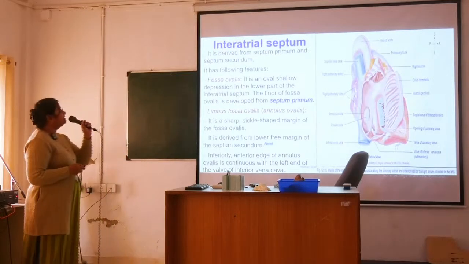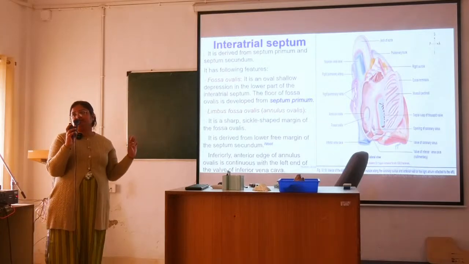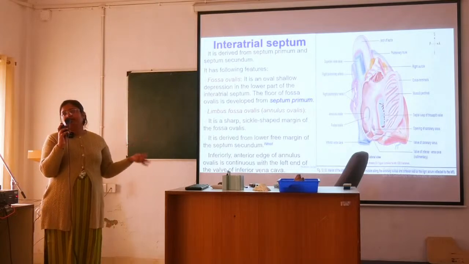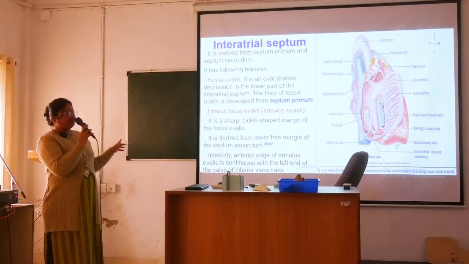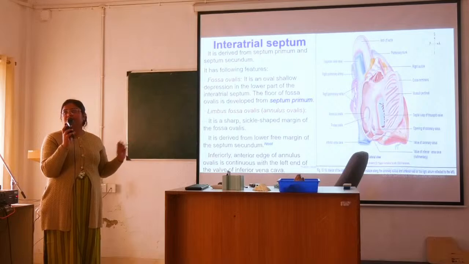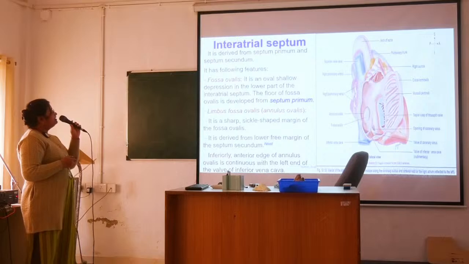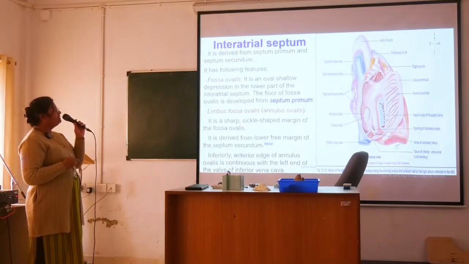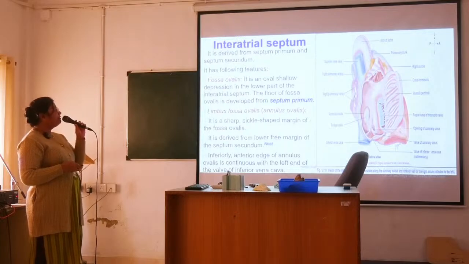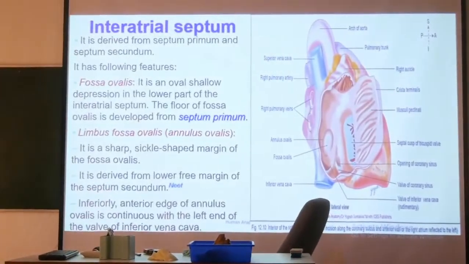Now we will discuss the interatrial septum. All these things can come as a long question, okay, interior of the right atrium or right ventricle, or left atrium, left ventricle, or can come as a short note as the description of the interatrial septum, interventricular septum like this. So the interatrial septum is derived from septum primum and septum secundum. It has these features. First is fossa ovalis, and you practice a diagram of all these things. Schematic diagram you practice. Okay.